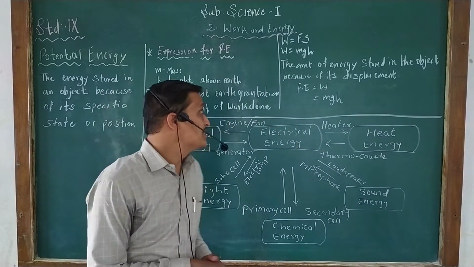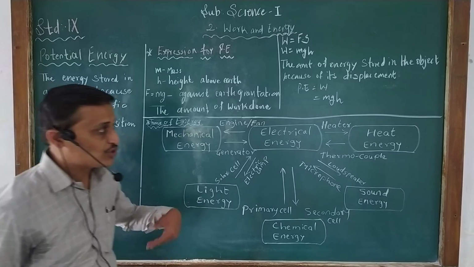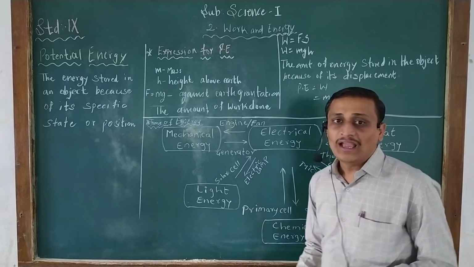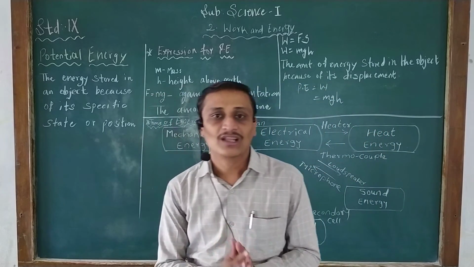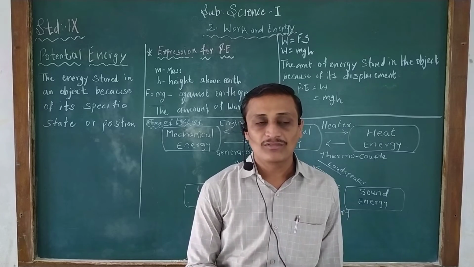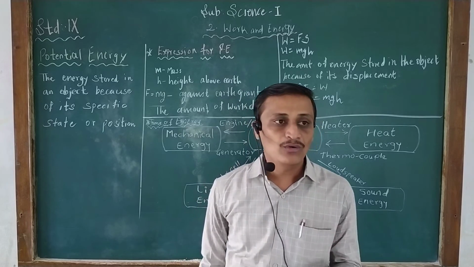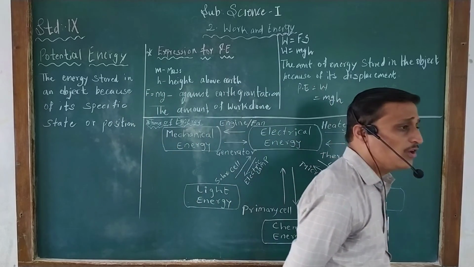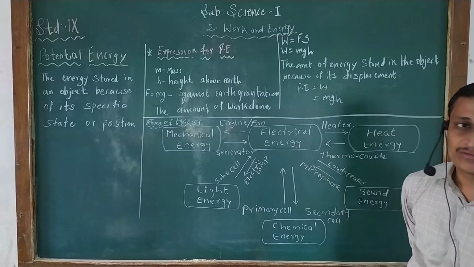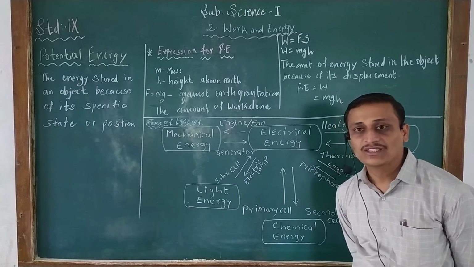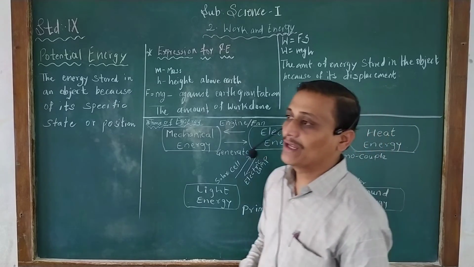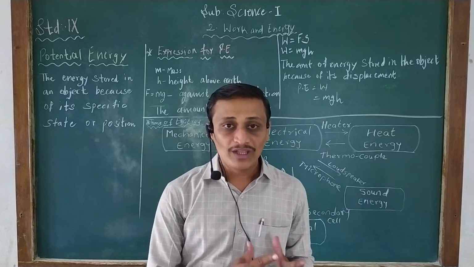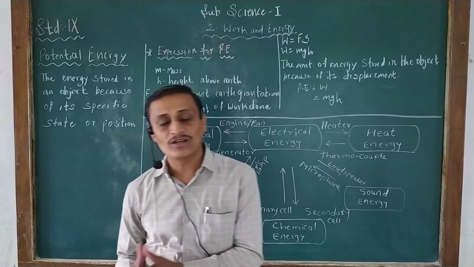So today we have seen all these three topics. The next topic is the law of conservation of energy. The law of conservation of energy is nothing but that energy can neither be created nor be destroyed. It just gets converted from one form to another, and the total amount of energy in the universe is constant. This you have to remember: what is the law of conservation of energy. So today we have seen the topic potential energy, the expression for potential energy, transformation of energy into various forms, and the law of conservation of energy.